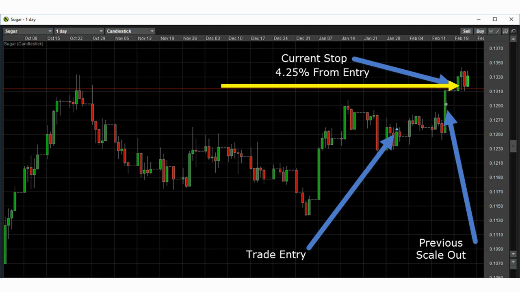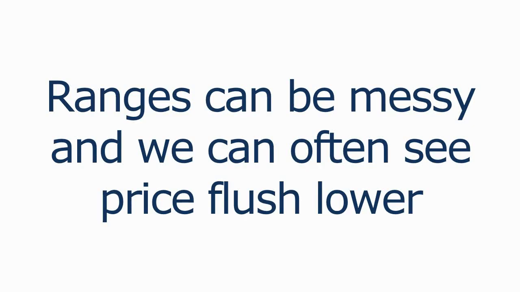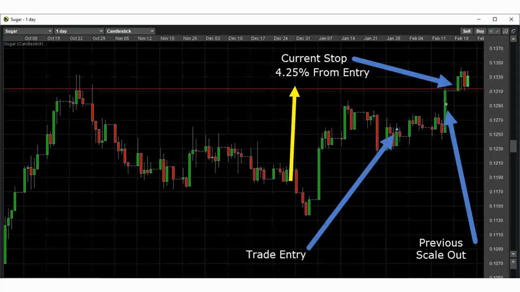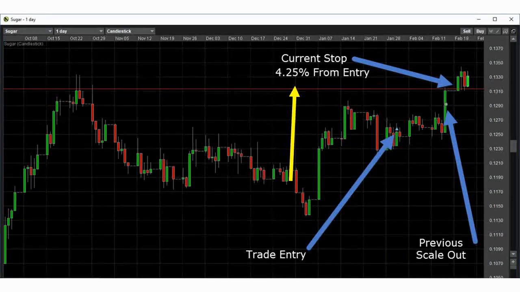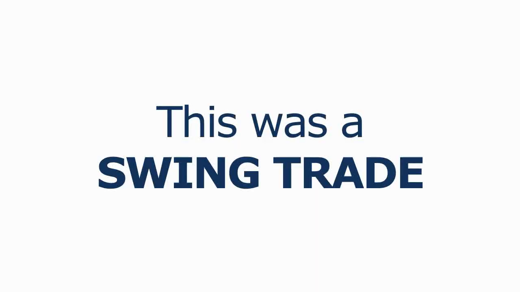And the price on the right side of the chart is at a recent high, and it's formed a range with a small pullback, which is the red candlestick. Now, ranges can be messy. And we often see price flush lower, especially when we're up against a potential turning point. So to guard against giving back much of a good trade, I have now placed the stop right underneath the low of the range. And price can flush lower, but then regain upside. But then you have to consider what your plans are for the trade.